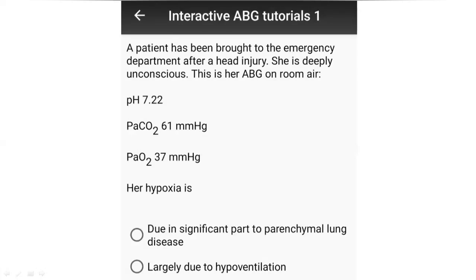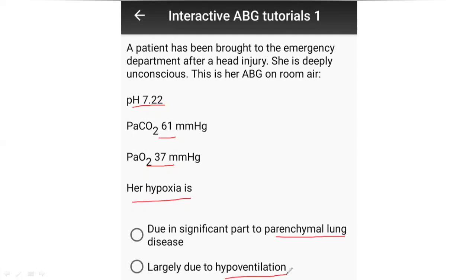Now, this is our next exercise. A patient has been brought to the emergency department after a head injury. She is deeply unconscious and her ABGs are as follows. As you can see, pH is 7.2, acidosis. PaCO2 is more, so it is respiratory acidosis. Her PaO2 is 37. The patient is in hypoxemia. Now tell me, is this due to lung parenchymal disease or is it due to hypoventilation?